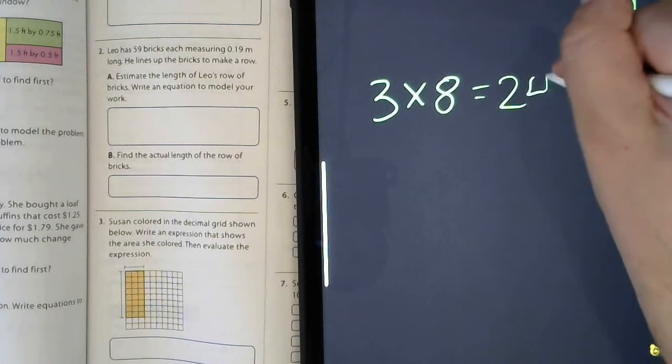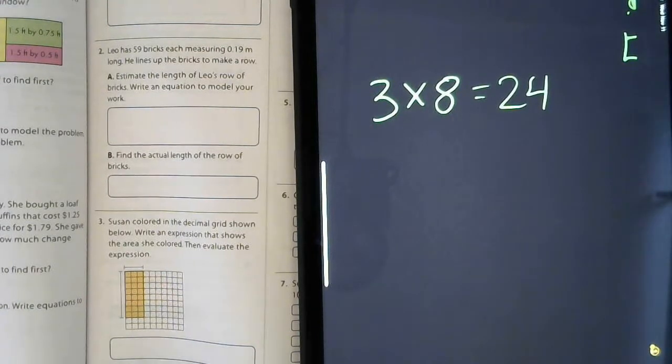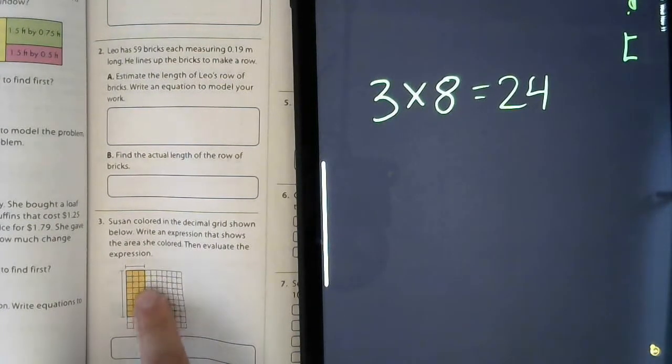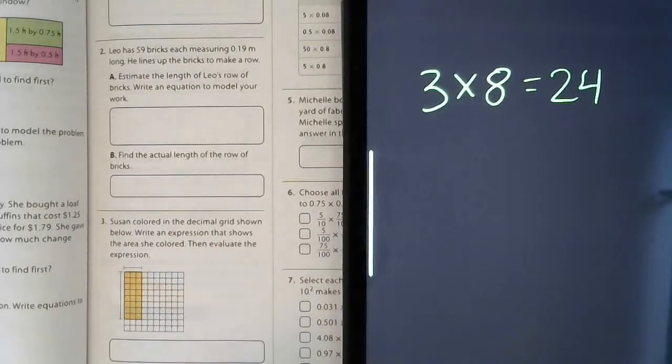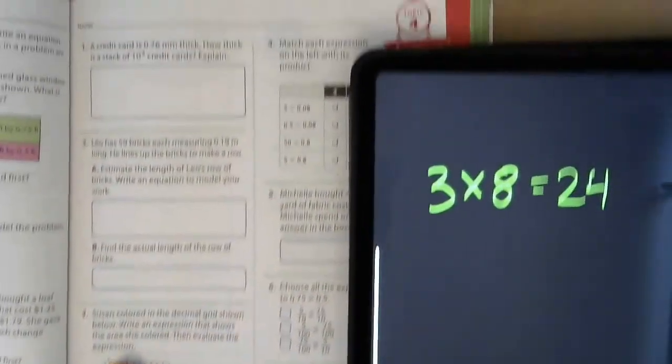That equals 24. Now if that's true, I should count 24 blocks. And I'll kind of do it really quickly. Yep, there's 24. So we would just write 3 times 8 equals 24. Not too bad. Let's move on. Take a look at number 4.